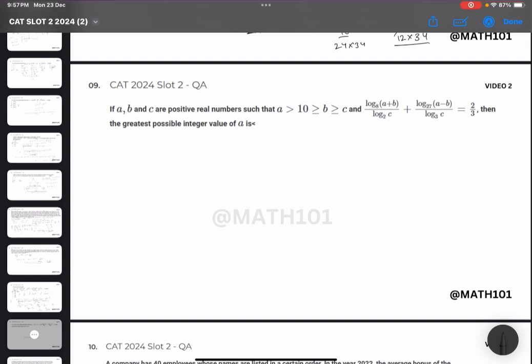Moving on to the next question. We get A is greater than or equal to B, greater than or equal to C.